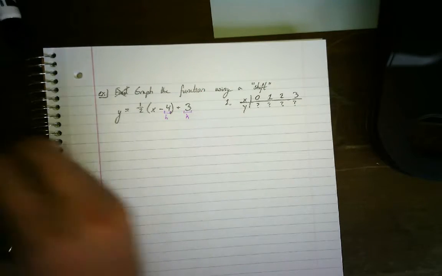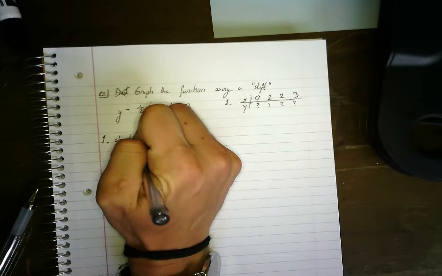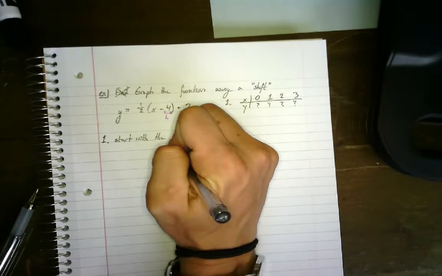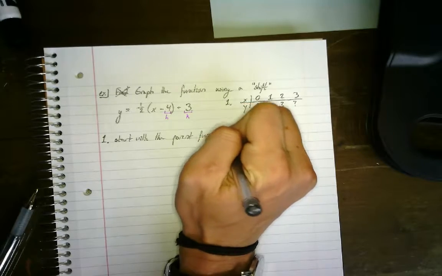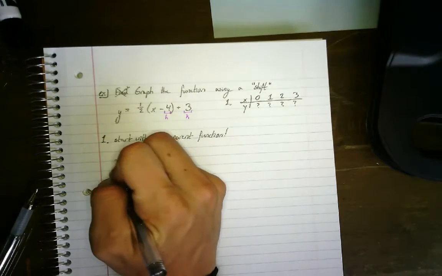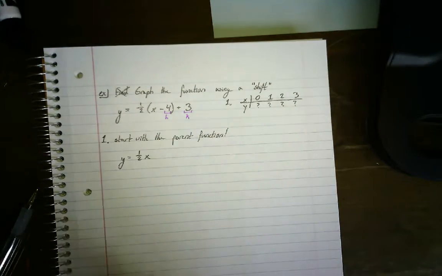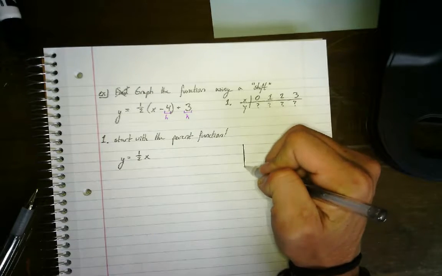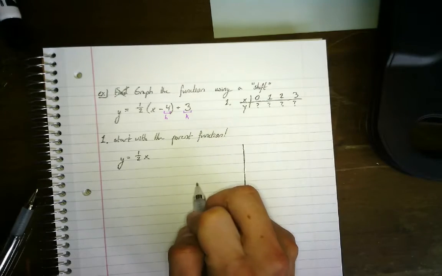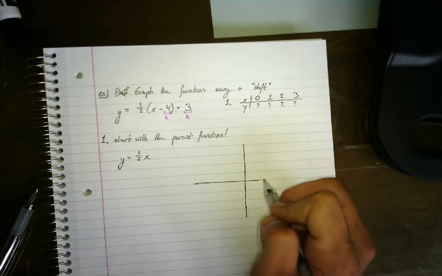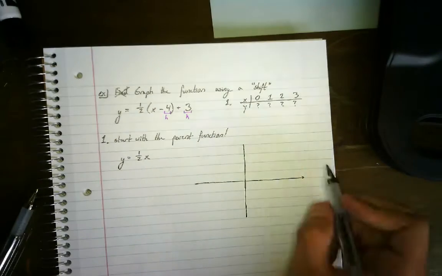So start with the parent function. Don't bother with this 4 and 3 yet. Why don't we simplify it down to y equals just 1/2 x. That's pretty easy to graph out, and I'm going to do it nice and big so that we can clearly see how our original equation, the one we're looking to graph, corresponds to this 1/2 x that we created.